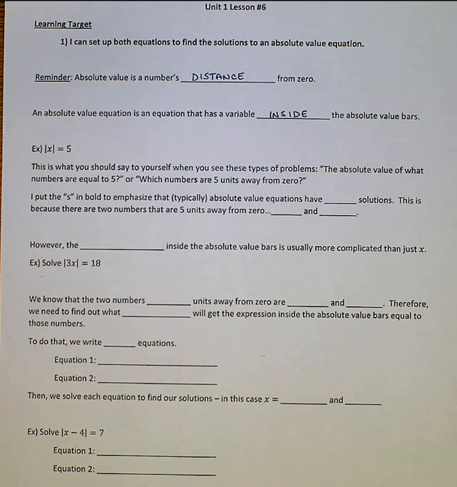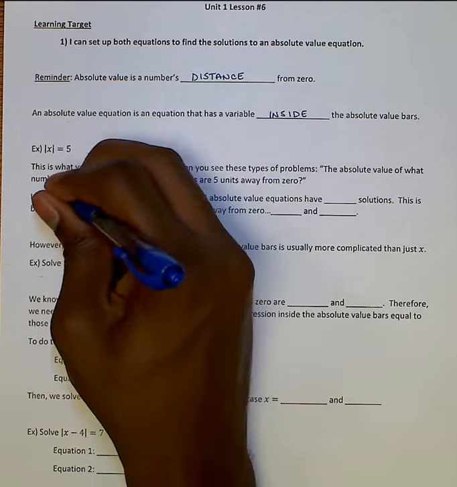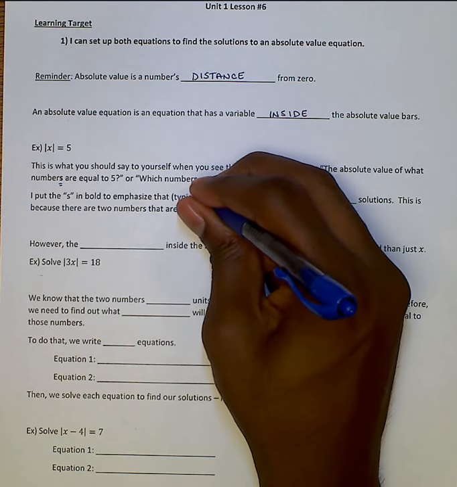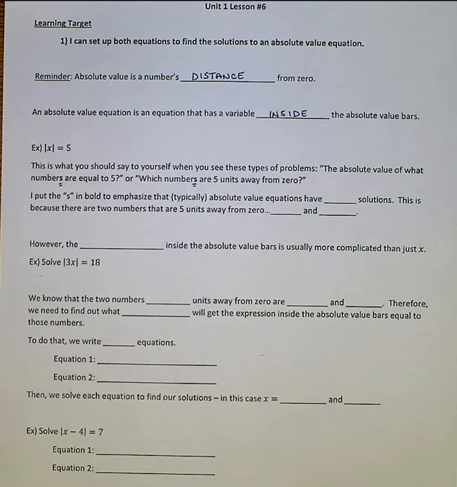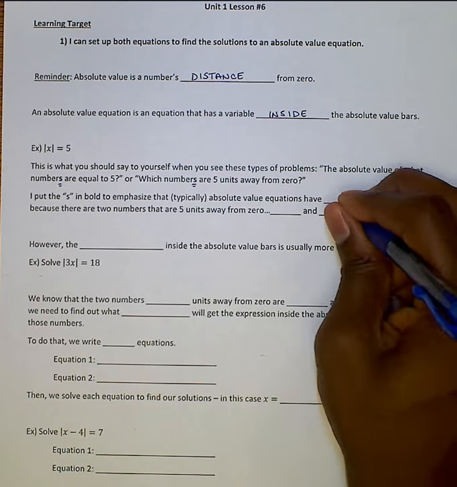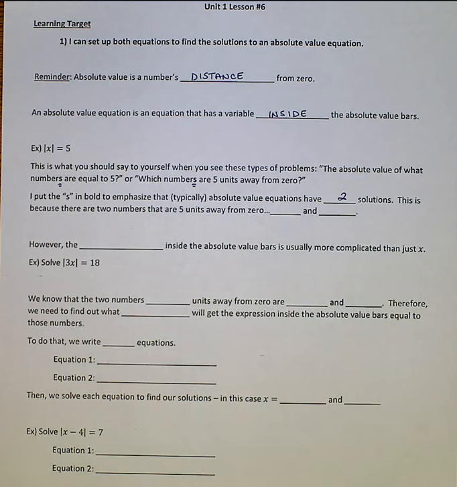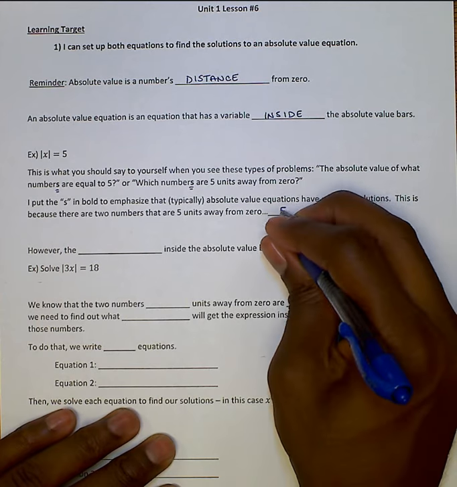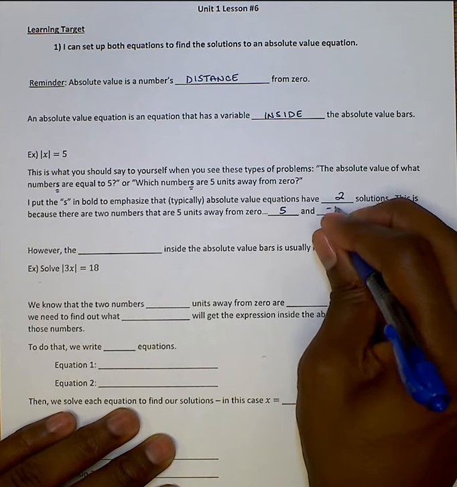This is what you should say to yourself when you see these types of problems: the absolute value of what numbers are equal to 5, or which numbers are 5 units away from 0? I put the S in bold to emphasize that typically absolute value equations have two solutions. This is because there are two numbers that are 5 units away from 0. What numbers are 5 units away from 0? Well, 5, obviously, and negative 5, maybe less obvious at first.